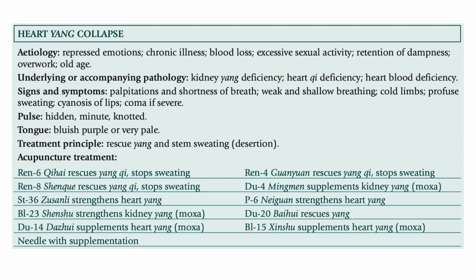The acupuncture treatment: Ren 6, which stops sweating, Ren 8, also stops sweating, stomach 36 strengthens heart-yang, bladder 23 strengthens kidney-yang by moxa, Du 14 supplements heart-yang by moxa, Ren 4 rescues yang-qi and stops sweating, Du 4 supplements kidney-yang by moxa, pericardium 6 strengthens heart-yang, Du 20 rescues yang, bladder 15 supplements heart-yang by moxa, needle with supplementation.